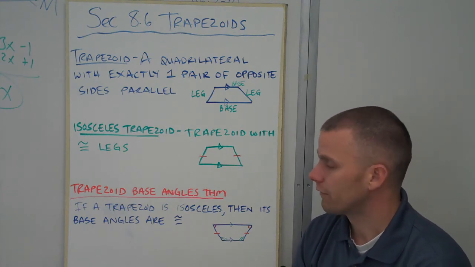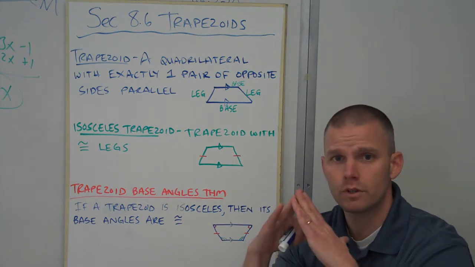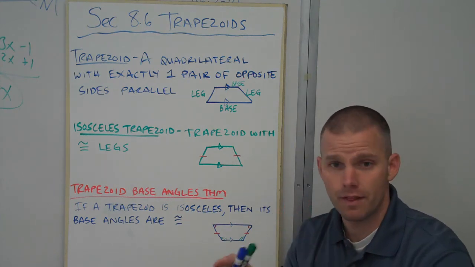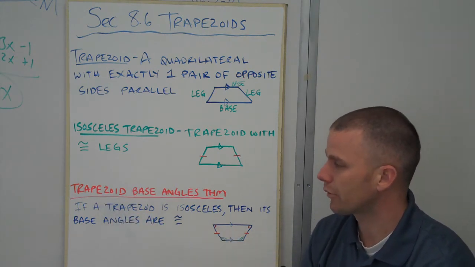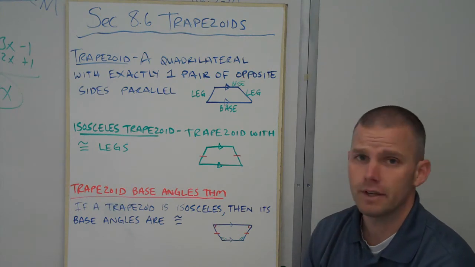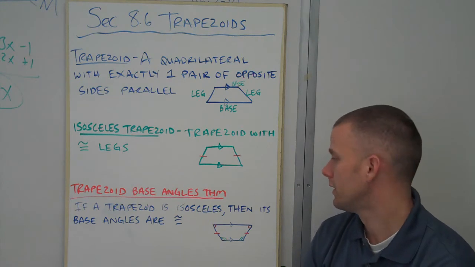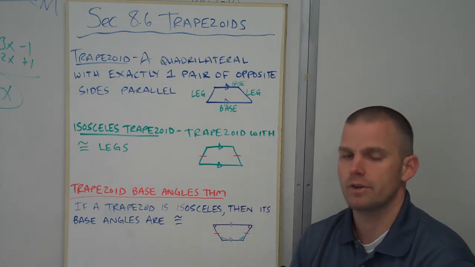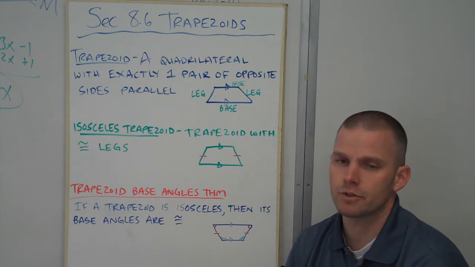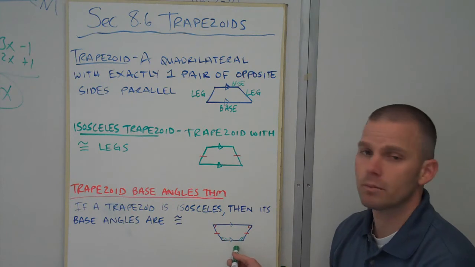So again, very similar to an isosceles triangle, where if the two legs are the same in a triangle, the base angles are congruent, the same thing holds true for a trapezoid as well. So we've got the trapezoid base angle theorem that says if a trapezoid is an isosceles trapezoid, then the base angles are going to be congruent. Now here's the thing. With an isosceles trapezoid, you've got two bases. You've got the base at the top, you've got the base at the bottom.